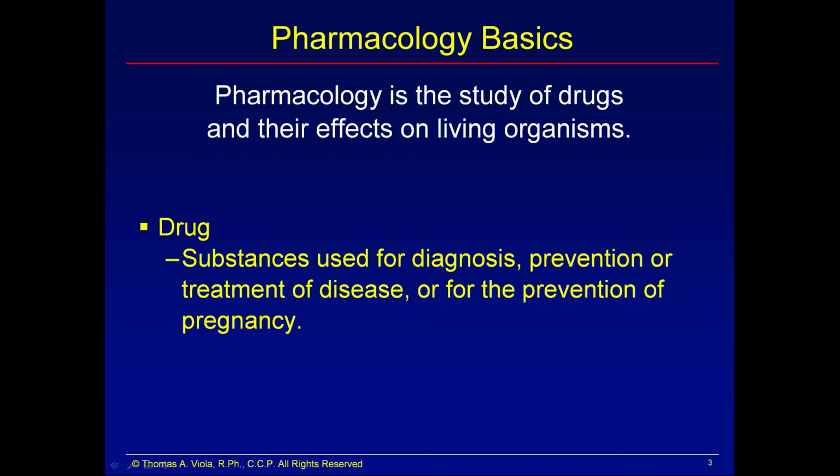Well, of course, that begs the question, what's a drug? Well, a drug is a substance used for the diagnosis, prevention, or treatment of disease, or for the prevention of pregnancy. Well, that's another good textbook definition. Bottom line is, we're looking at a substance that is used in the diagnosis, prevention, and treatment of disease, and you'll see that the disease states themselves are often indicative of the drug and vice versa.